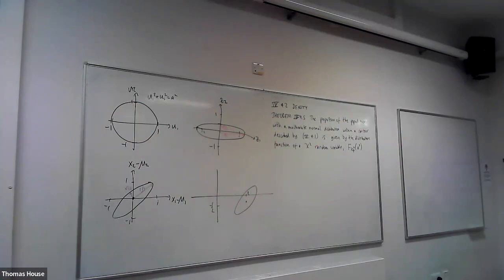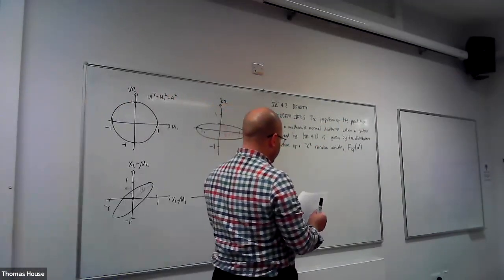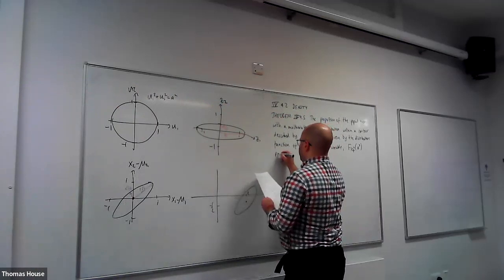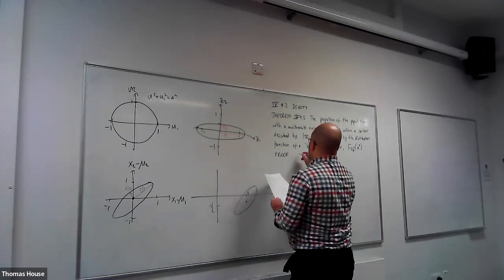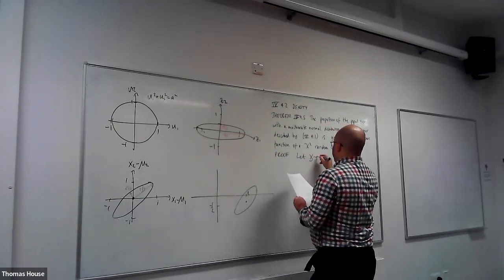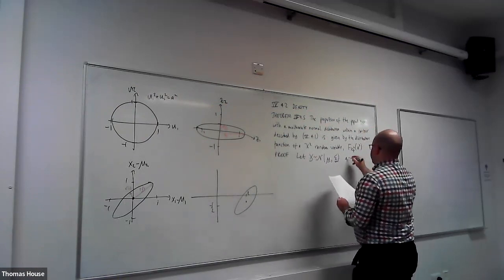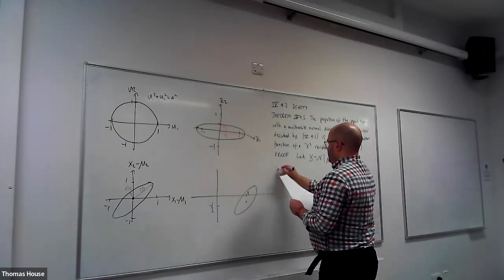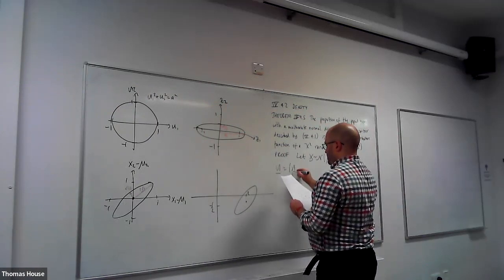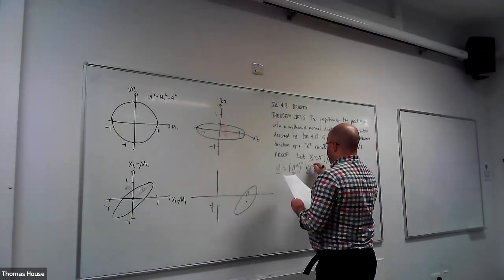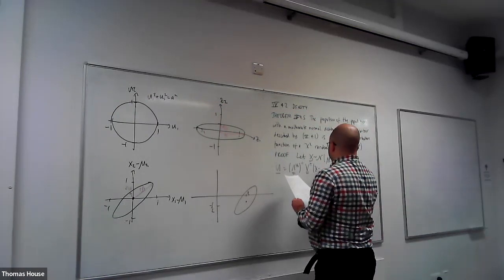So let's have a go at doing this more explicitly, okay? So let X go like normal, sigma, and U be lambda to the half minus 1 B transpose minus mu.